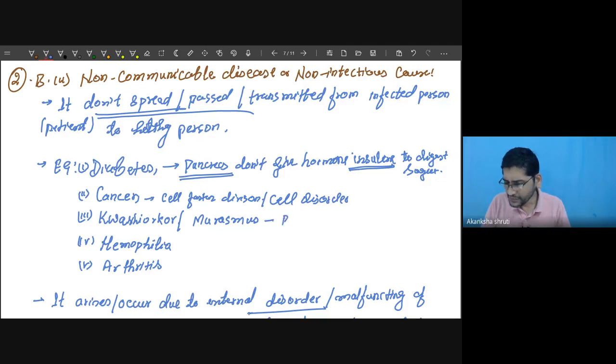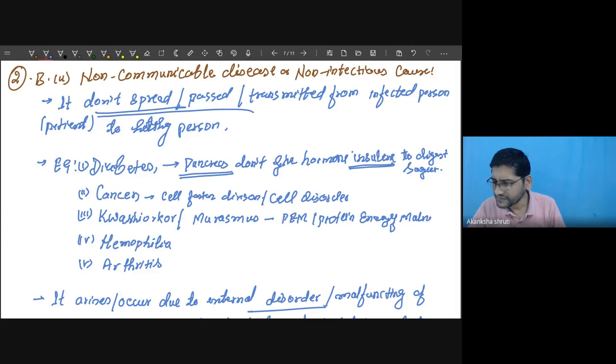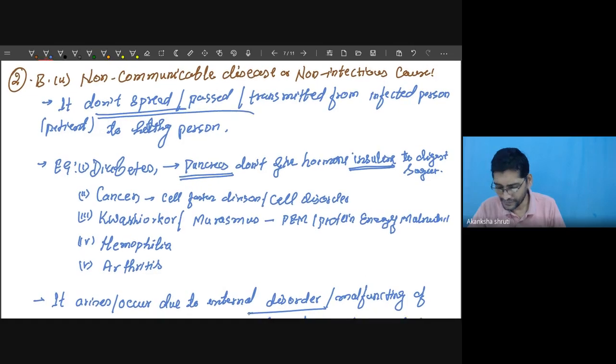Kwashiorkor is your protein energy malnutrition. So PEM: if protein is not taken properly in their food, then no sufficient energy will be given by that food, then the growth of the organs will not be proper. So that kind of malnutrition is kwashiorkor or marasmus. Okay, so it is PEM.